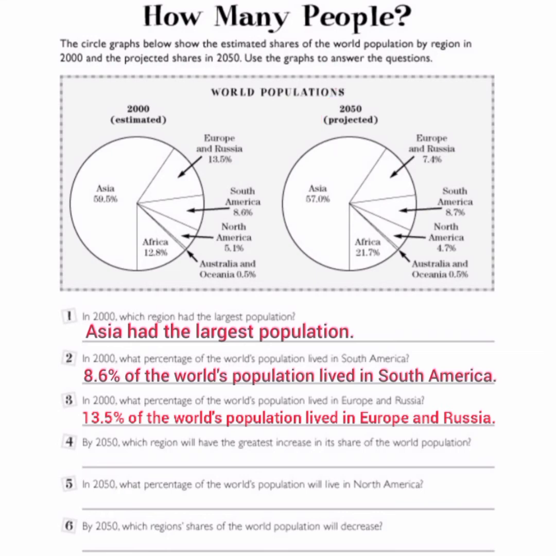So you're going to be looking at the 2050 circle graph, which is on the right side. Which region will have the greatest increase in its share of the world population? Basically, who made the biggest jump from 2000 to 2050? As we're looking, which portion of the graph grew? We can see that it's Africa here at 21.7%. So the way I would answer it would be Africa will have the greatest increase.